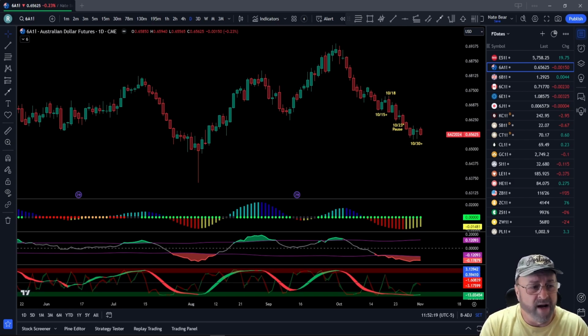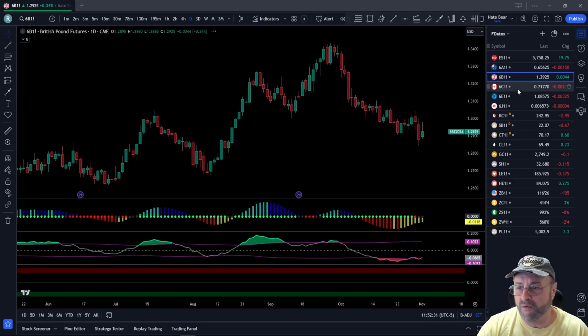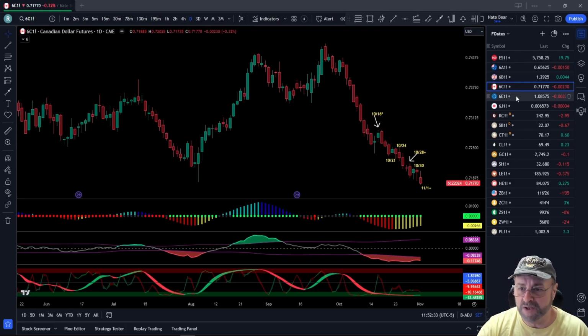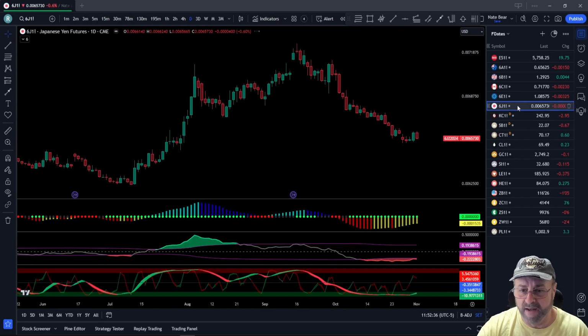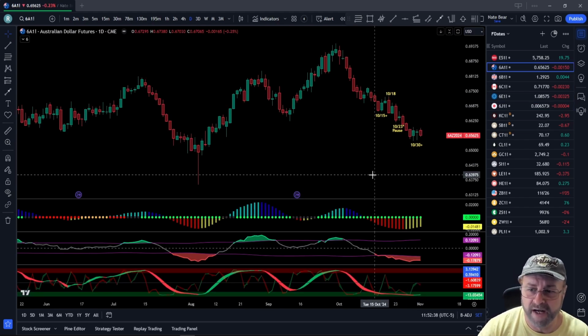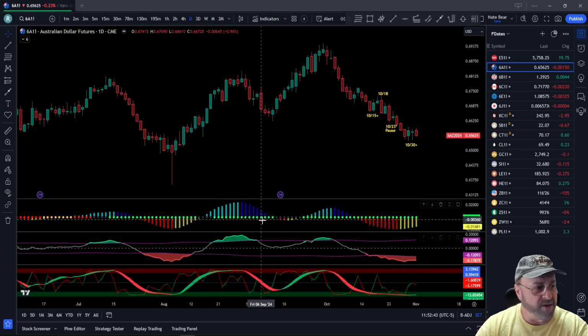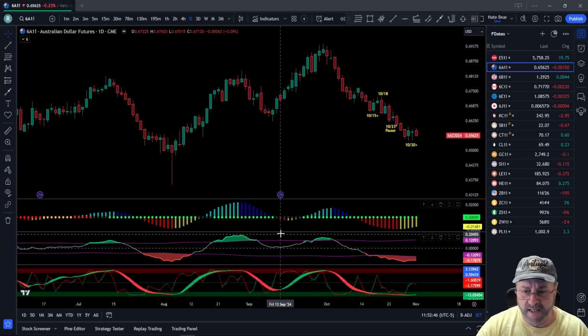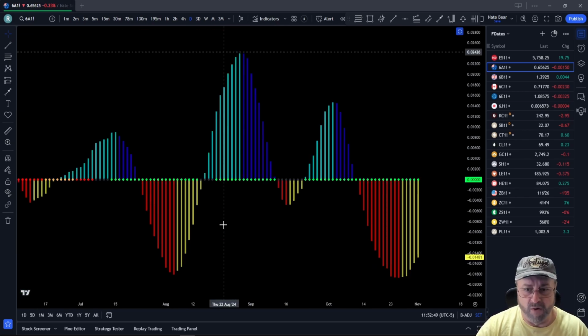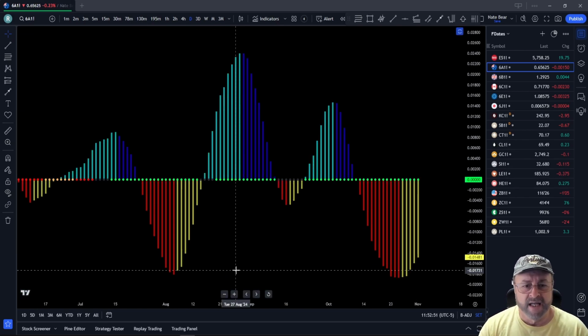So what we're looking at right now on the daily chart here is Australian dollar futures. I could have picked any market. It doesn't really matter which markets I pick. What I want to draw your attention to here is these indicators that I have on the bottom here. This here, for example, is the ever popular TTM squeeze indicator.